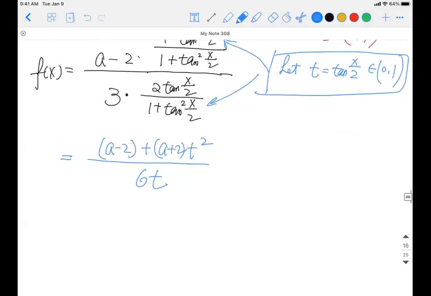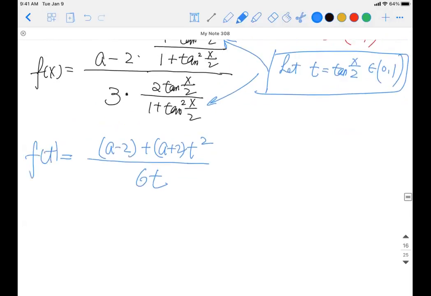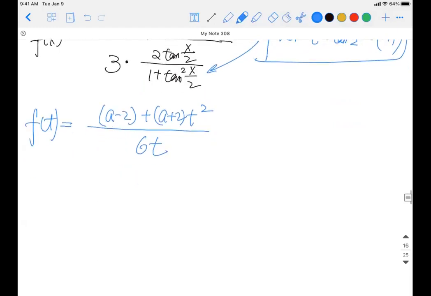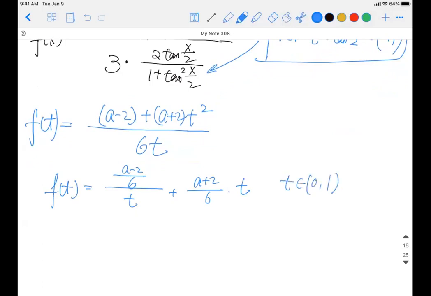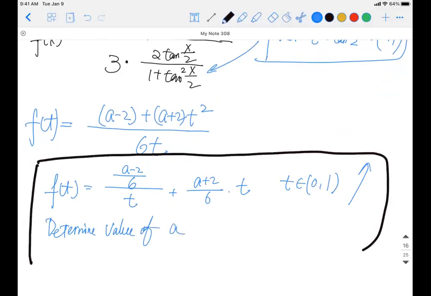So that being said, your f(t) is no longer like x. You're actually changing to t. So your f(t) is going to become a minus 2 divided by 6t, a plus 2, 6 times t. You are telling me that whenever t is between 0 and 1, this is an increasing function. You wanted me to determine the value or the range of a. Is it right? Do you guys follow me?